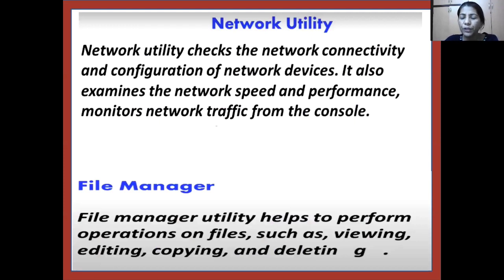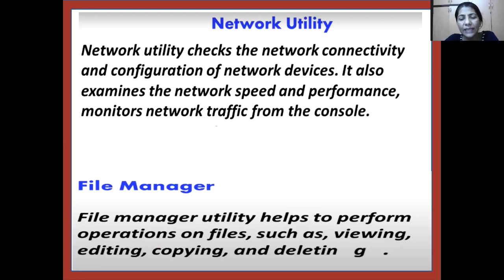Let's move. The first utility program is network utility. Network utility checks the network connectivity, the configuration of the network devices, and it examines the network speed and the performance also. As I told you, without utility software also we can work on a computer, but for smooth functioning we need it. So suppose we do not have network utility software on our computer. Can we connect through the internet? No. Okay, so we need this software.